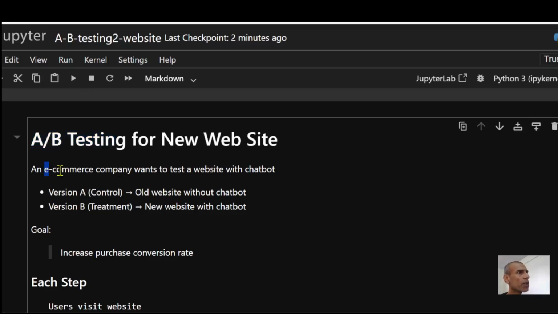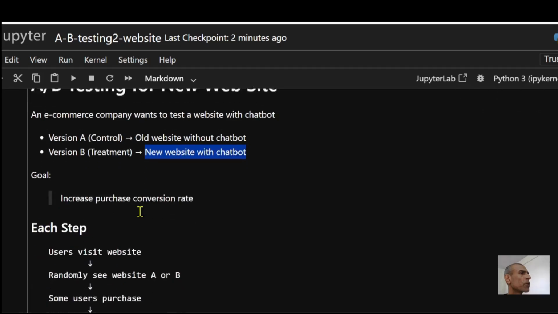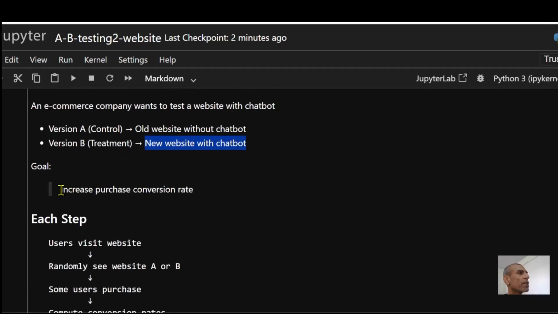Suppose an e-commerce company creates a website, and this website has a chatbot. So they have two versions. Version A is your control website. This is your old website, the one without the chatbot. Then you have a new one, which is version B. This is your new website, the one that contains the chatbot. So the goal is this: you want to check, does it increase your purchase conversion rate? That's what you want to check.